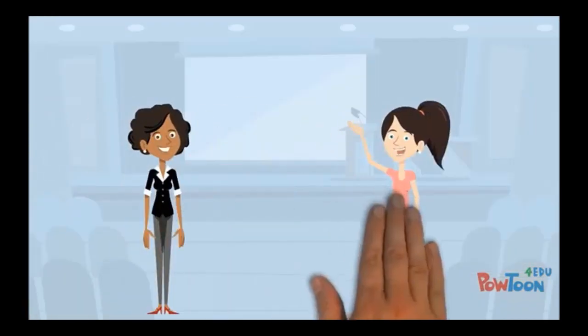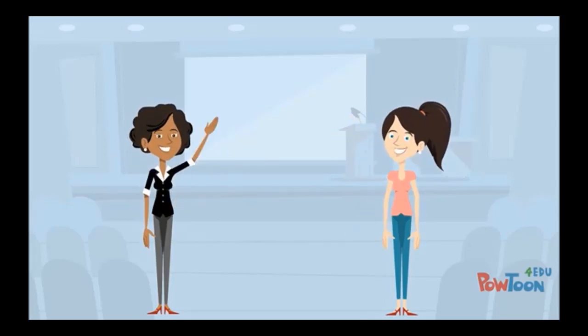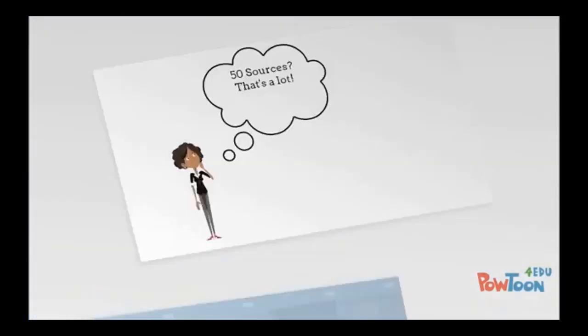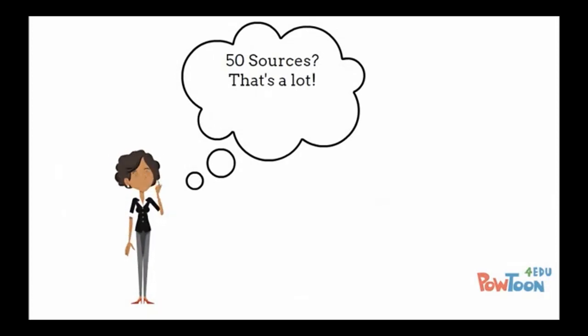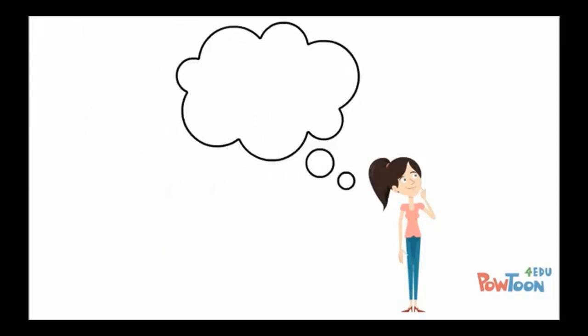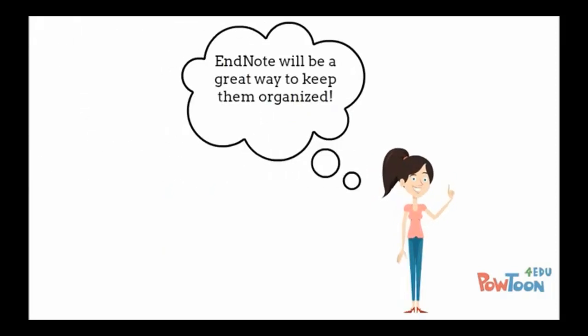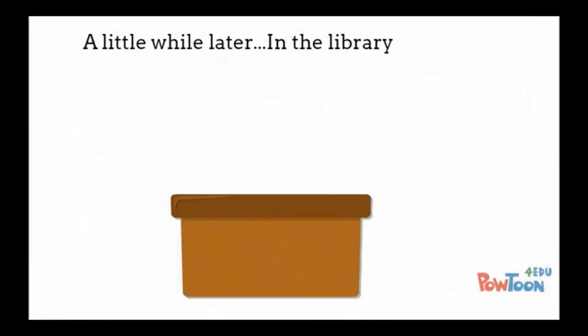The story of Jackie and Jane, two graduate students who have just received an assignment to do a 50-source literature review. Jackie is overwhelmed. It's a lot of sources and she's not sure how to organize them. Jane, however, uses EndNote and knows exactly how to move forward.